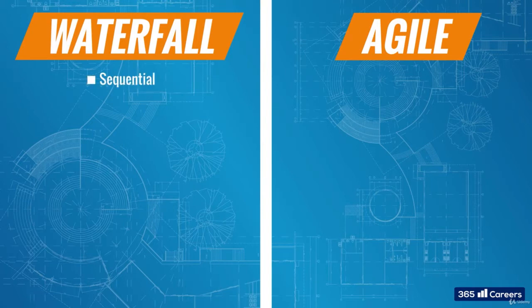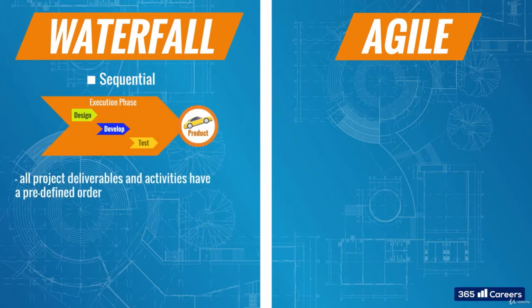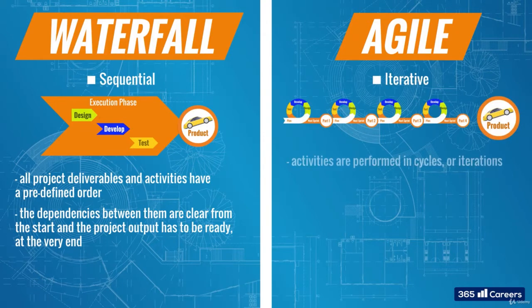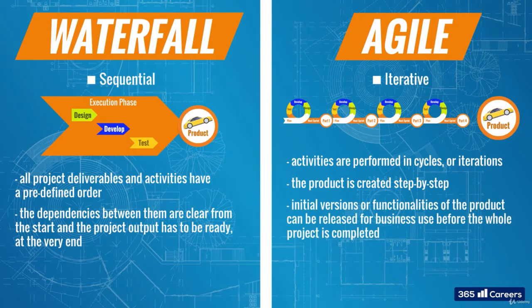Waterfall is a sequential approach where all project deliverables and activities have a predefined order. The dependencies between them are clear from the start, and the project output has to be ready at the very end. Agile, on the other hand, is an iterative approach where the activities are performed in cycles or iterations. The product is created step by step, and the initial versions or functionalities of the product are ready to use earlier in the development. Hence, some of them can be released for business use before the whole project is completed.